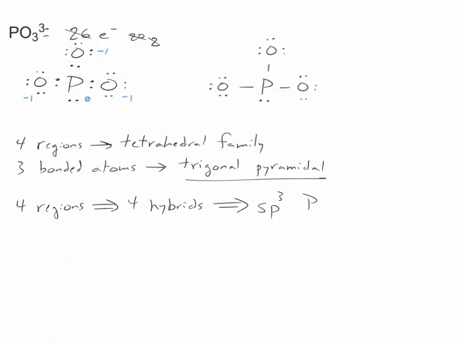What about the oxygen? Each oxygen has 1, 2, 3, 4 regions around it. And once again, 4 regions means 4 hybrids, and 4 hybrids means it's sp3. So the oxygens also are all sp3 hybridized. So now we've completed this problem.